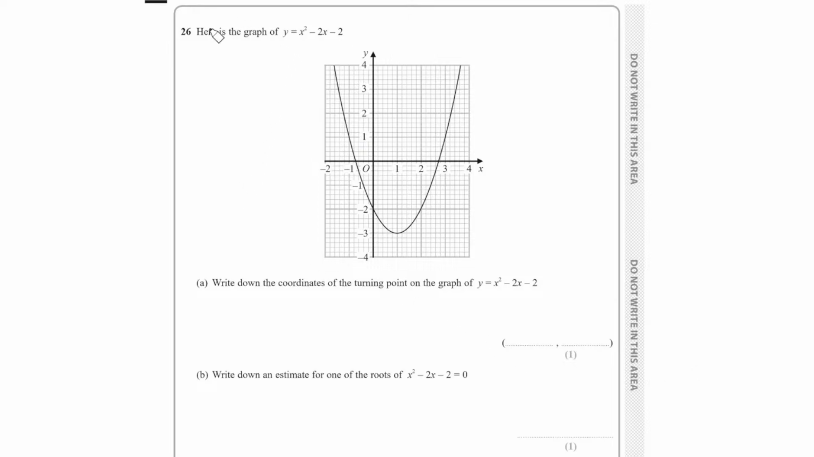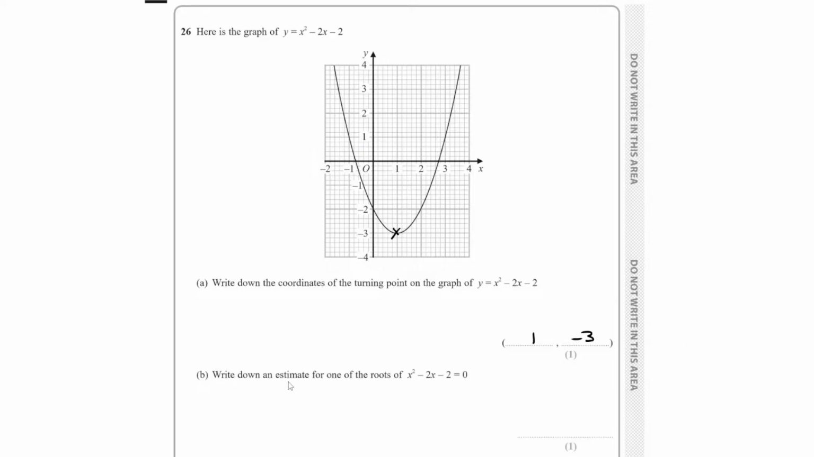Question 26, here's the graph of y equals x squared minus 2x minus 2. So we've got a quadratic graph, which is obviously a U-shape. Write down the coordinates of the turning point of the graph. The turning point is where it changes direction, right? So that's this bit here, isn't it? So the turning point is at 1 on the x-axis and minus 3 on the y-axis. That's literally it for that one.